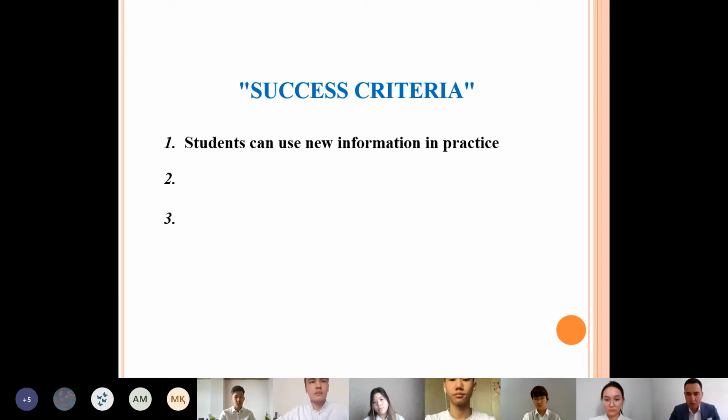Zara, I want to get your opinion. How can we get the maximum result? You have to come up with a criterion. For example, students can use the new information in practice or in their life. Second, please, Ulbahat, how do you think? Yes, you learn more about the history of the Earth's first living organism. Excellent.